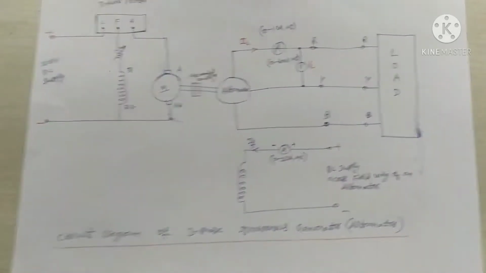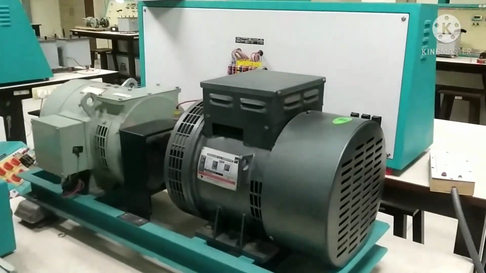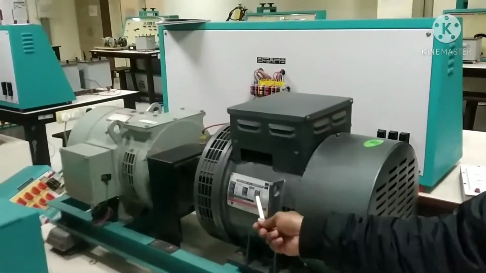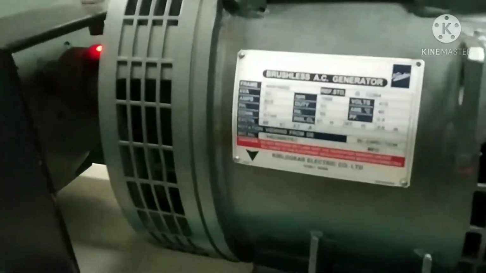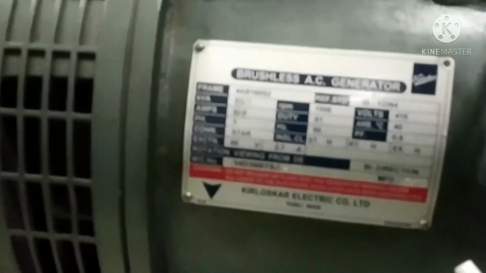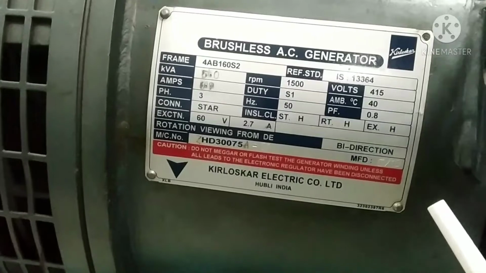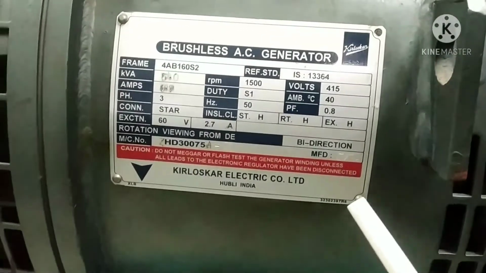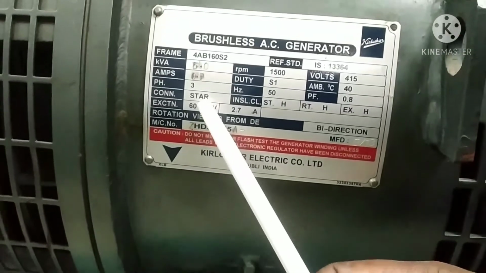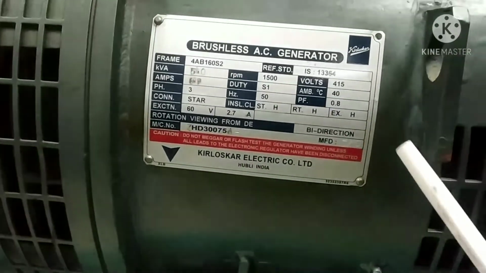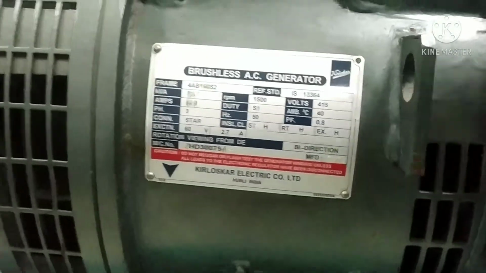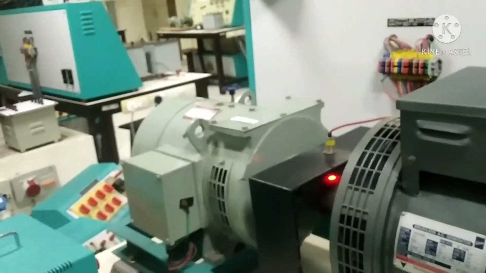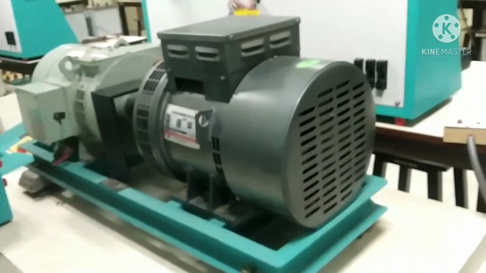This is our three-phase salient pole synchronous generator, and these are the nameplate details of the three-phase generator. It has a rated speed of 1500 RPM, frequency is 50 Hz, rated voltage is 415 volts, and the stator terminals are star connected. It has 4 poles, and this is the DC shunt motor. It will act as a prime mover for the synchronous generator or alternator.